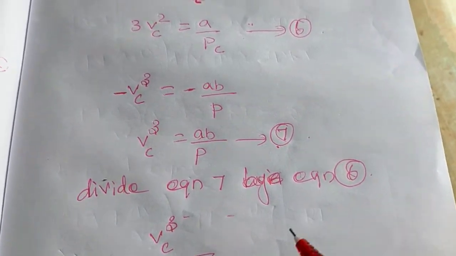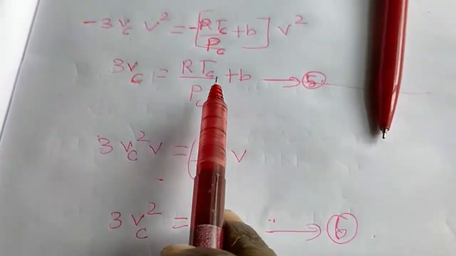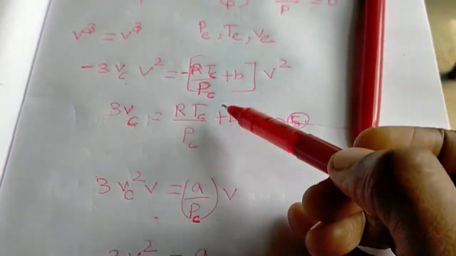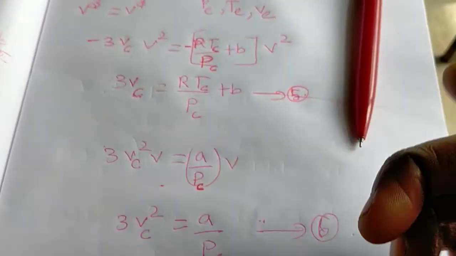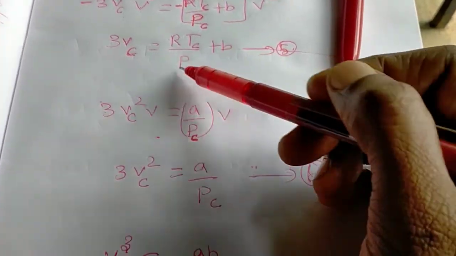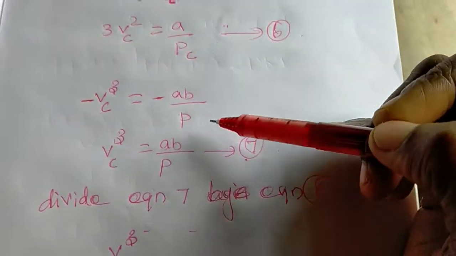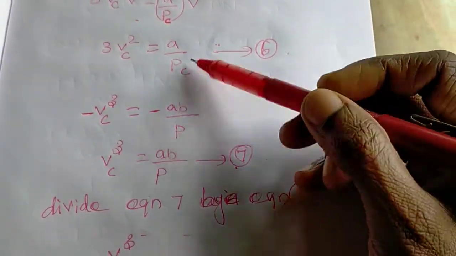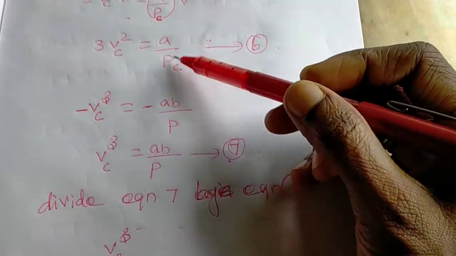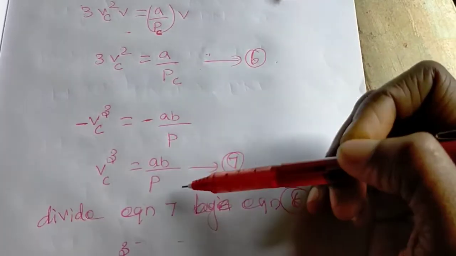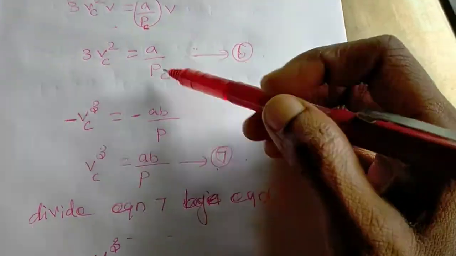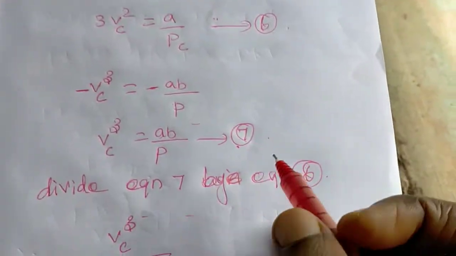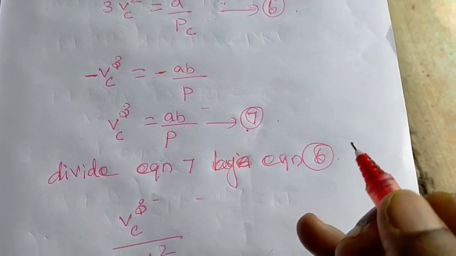3VC square. Why didn't we get that equation 5? Because we have a different term, RT, in this equation. But you can see that mostly the same variables are present in these two equations. So we picked these two equations for finding the VC value.